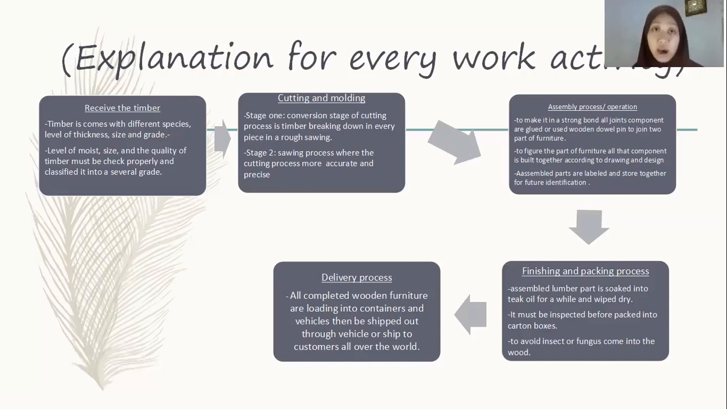The fourth process is the finishing and packing process. For finishing and packing, the assembled lumber part is soaked in thick oil for a while and wiped dry. It must be inspected before being packed into a carton box. The function is to prevent insects or fungus from getting into the wood. And the last process is the delivery of furniture. All completed wooden furniture is loaded into containers and vehicles, then shipped out by vehicle or ship to customers all over the world.